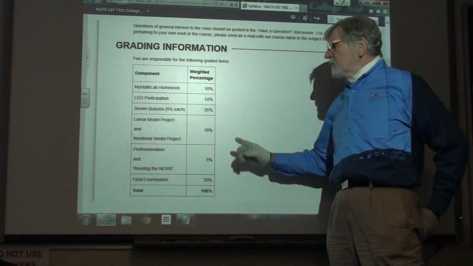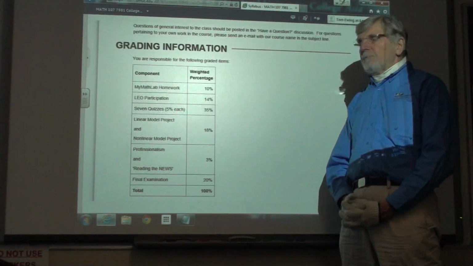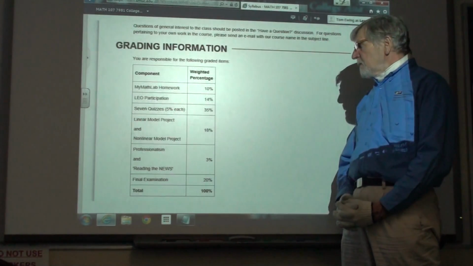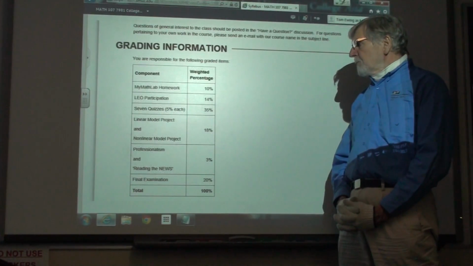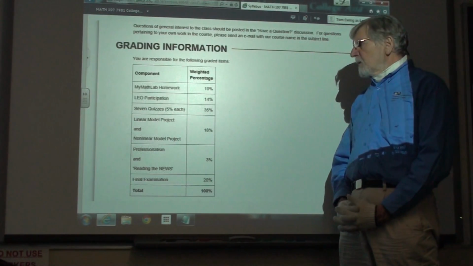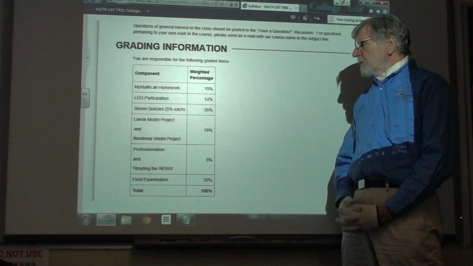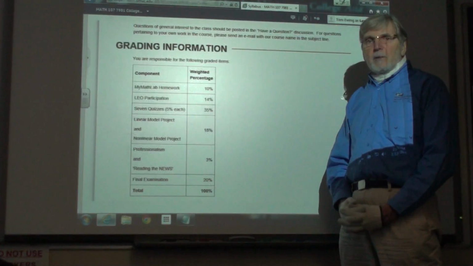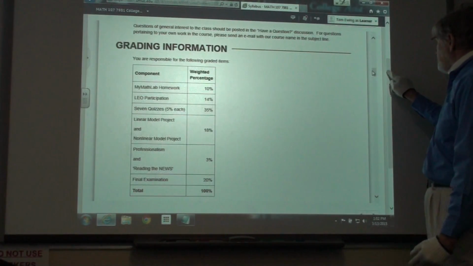At the end of the first 7 weeks, we'll take a quiz. The first 3 will be in MyMathLab, and the last 4 will be by hand, and they will constitute 35% of your grade. There will be 2 projects in this course in which you will do some graphical modeling. First, a linear or straight line model, then a non-linear or parabolic model. Each one will be 9% of your grade.